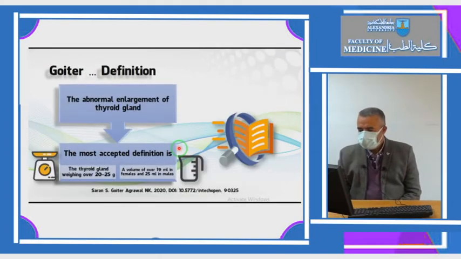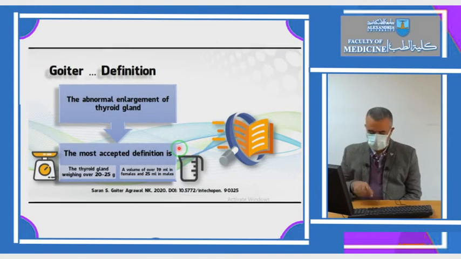Our first item is to define goiter. So simply, goiter is any abnormal enlargement of the thyroid gland. It can be defined according to the weight or according to the volume of the thyroid gland. So a person is said to have a goiter when the thyroid weight is over 20 to 25 grams. Or if we use the volume, a person is said to have a goiter if the volume of the thyroid is over 19 milliliters in females or 25 milliliters in males.